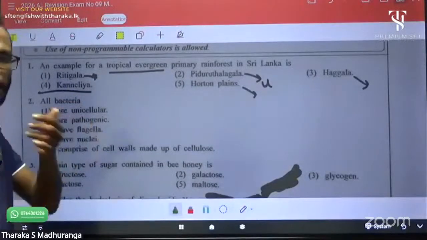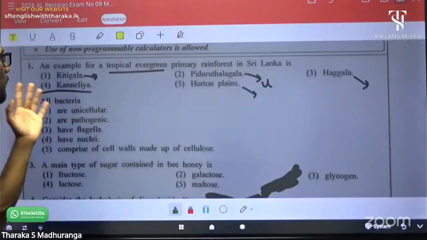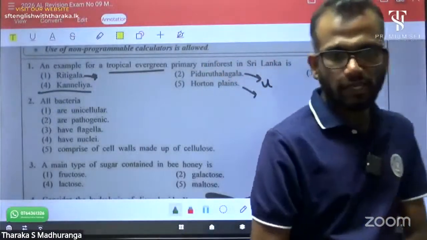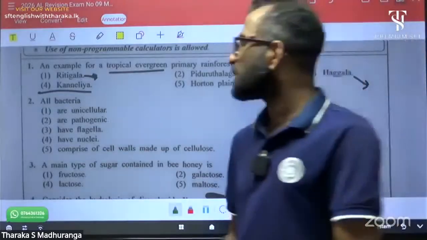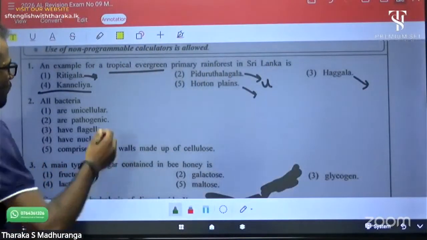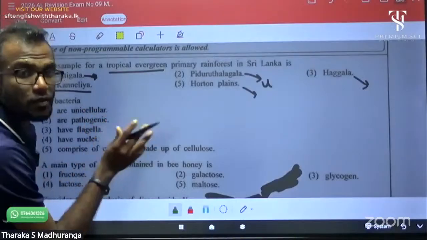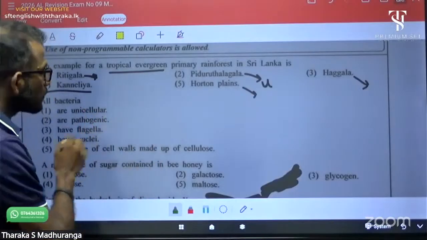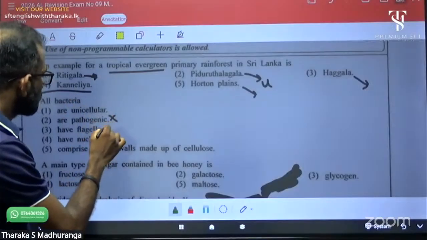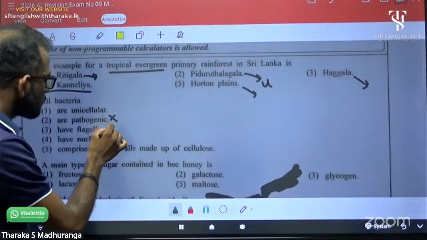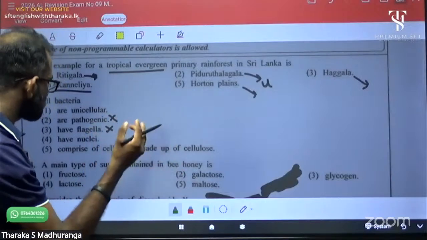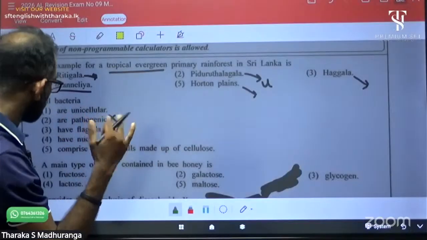All bacteria. The second question asks about all bacterial types. All bacteria are unicellular. That's okay. All bacteria are pathogenic? No, like cyanobacteria, they are not pathogenic. No, not all bacteria are pathogenic. Not all bacteria have flagella, but a lot of populations contain flagella, but it is not for all.